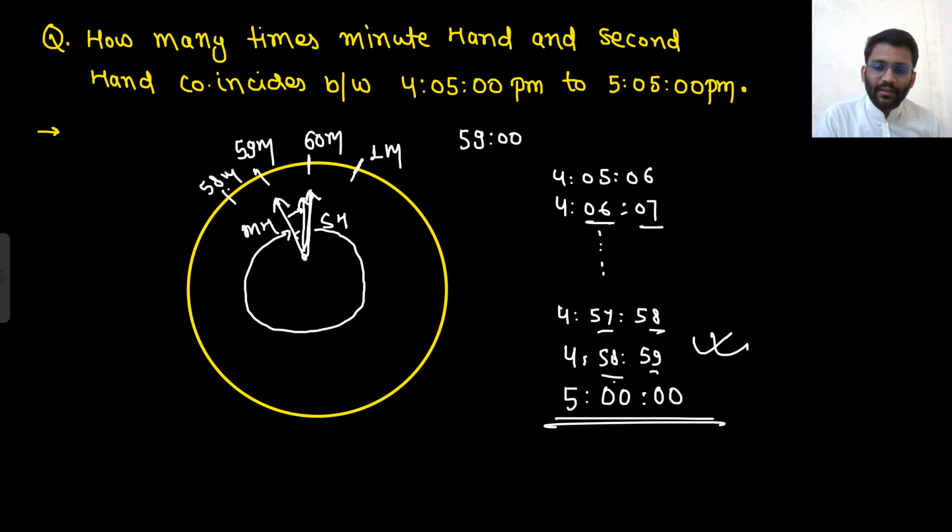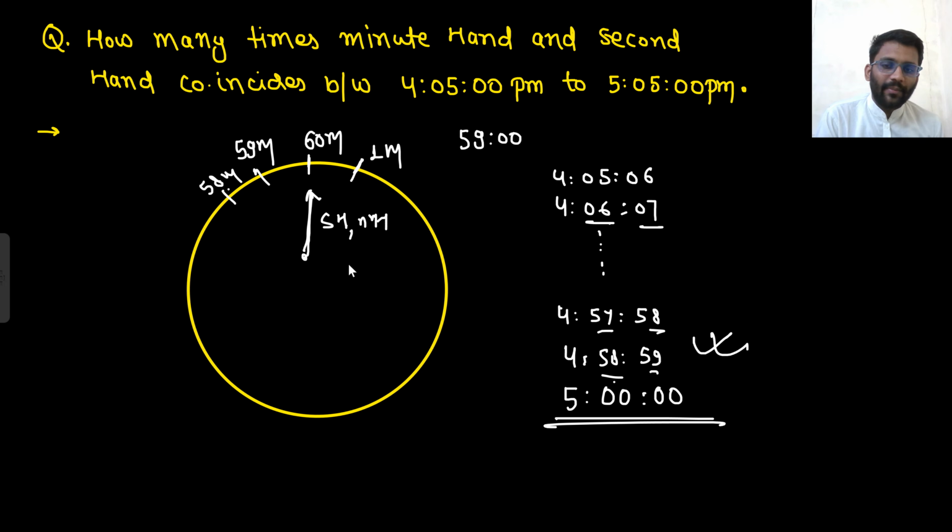Now the next, what will happen? Now the second hand and minute hand are at the same place. Now what will happen? The second hand will start moving. It will start moving again. Now my minute hand would come. It will start moving again. And now the minute hand would come nearly around 1 minute only.